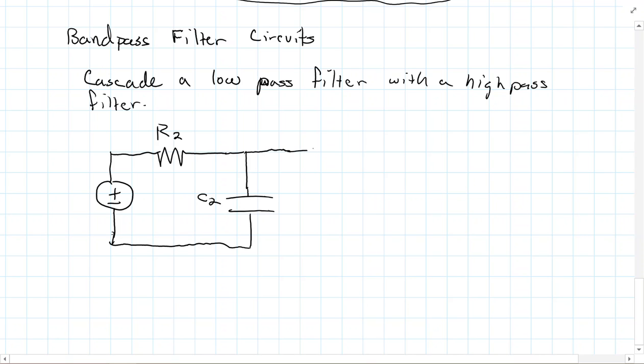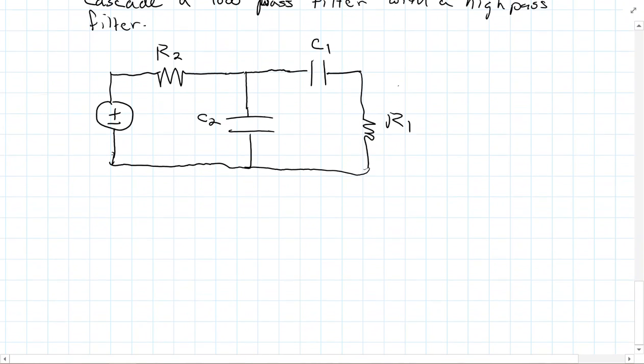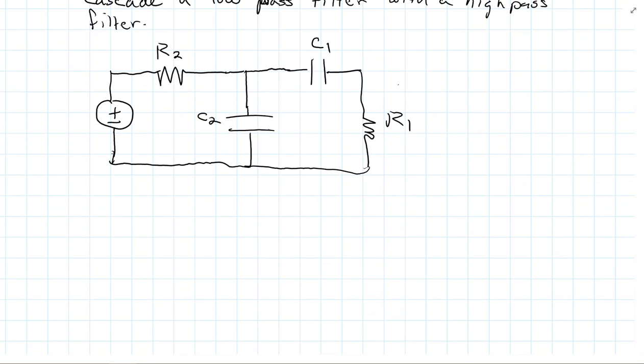And then I need a high pass filter cascaded with it. I'm going to call this C1 and R1. And then my output would be right here, V out. Now I'm not going to look at the transfer function for this, but we could solve and find it, but we're going to avoid that for now. But this is a low pass and then a high pass, so we should be able to create a band pass. But we have to think about this for a second.